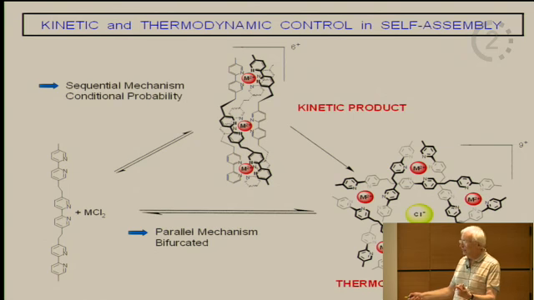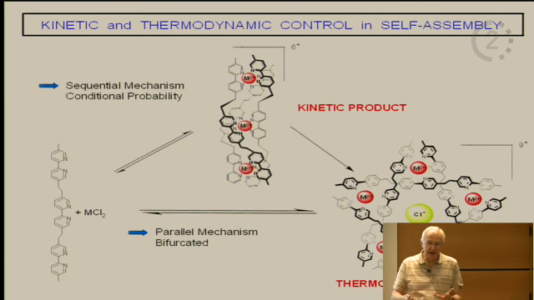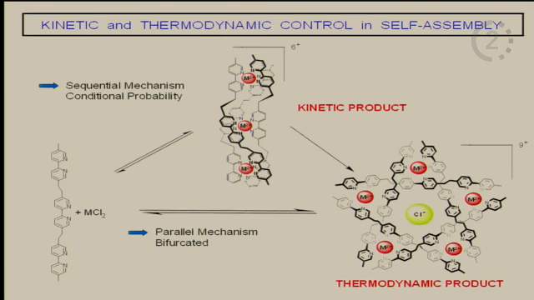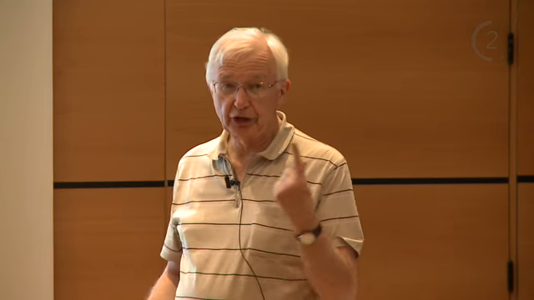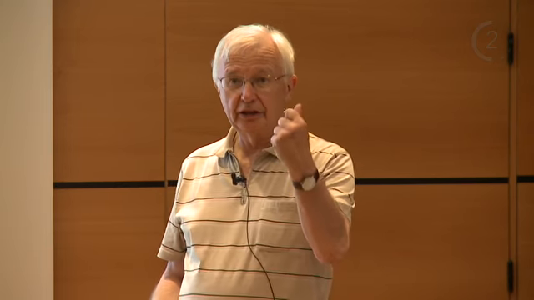We can isolate this. That's in some ways the advantage of metal ions. Things are slow, so when things happen, you can sometimes isolate the intermediates. And here, it happens that the first step is the triple helix. You can isolate it. If you heat it again, then you get this. So you have a kinetic product and a thermodynamic product.